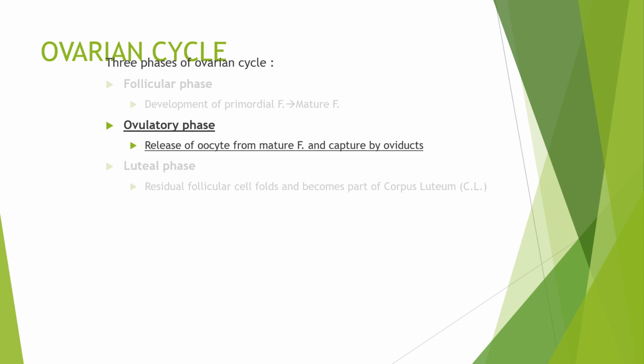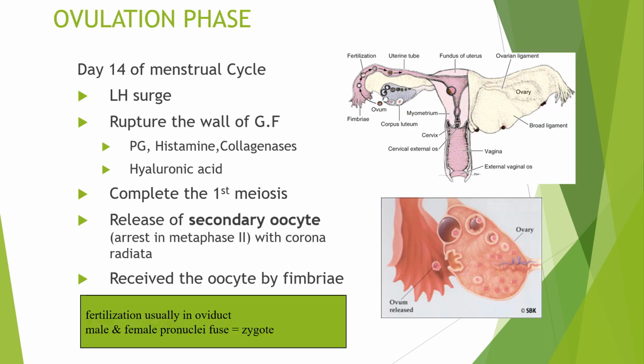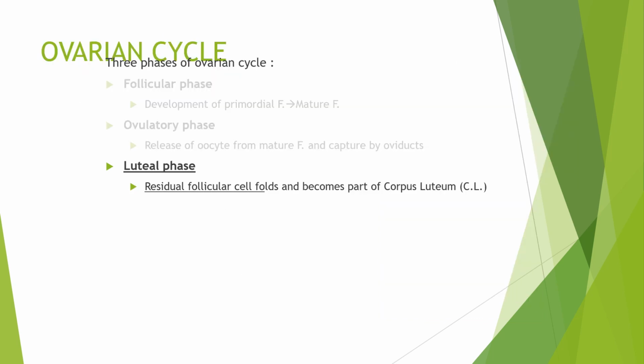Next is the ovulatory phase, that is the release of the oocyte from the mature Graafian follicle and its capture by the oviduct. On day 14 of the menstrual cycle, there is a surge of luteinizing hormone which causes rupture of the wall of the Graafian follicle under the effect of prostaglandin, histamine, collagenases and hyaluronic acid. At this stage, the primary oocyte completes its first meiotic division and starts the second meiotic division, but is again arrested at metaphase 2, and then it is released. The second meiotic division will only be completed if it is fertilized.